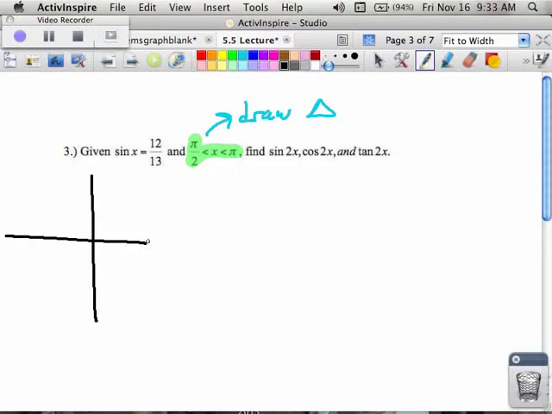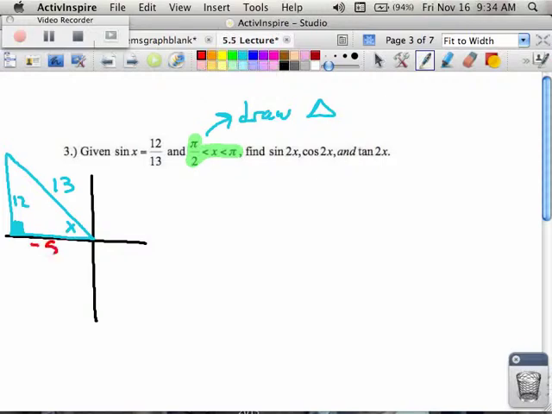And they tell me that the sine, which is the opposite over the hypotenuse, is 12/13. That does mean, of course, that I can find out that the other leg is going to be -5. Now, after they've done that, they say to find 3 different things. The first thing they tell me to find is the sine of 2x.